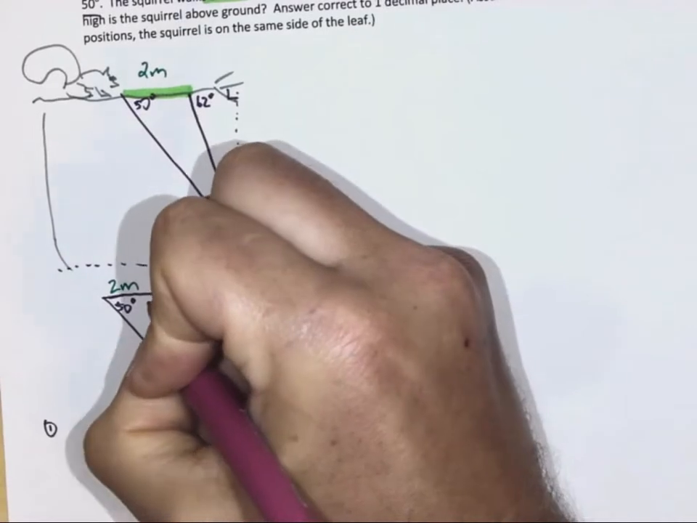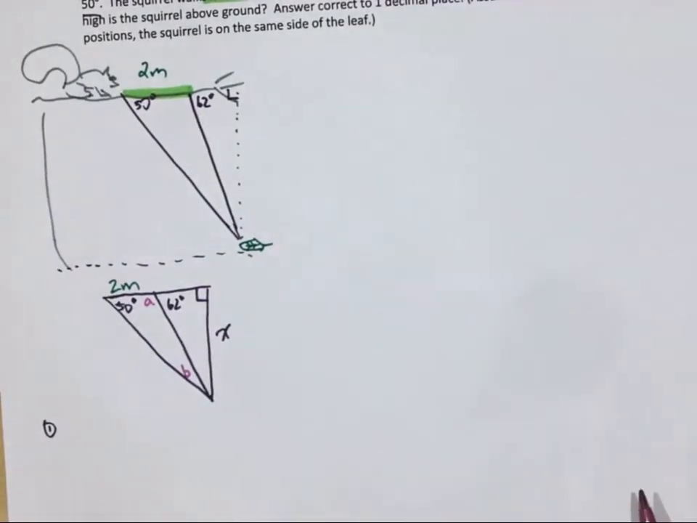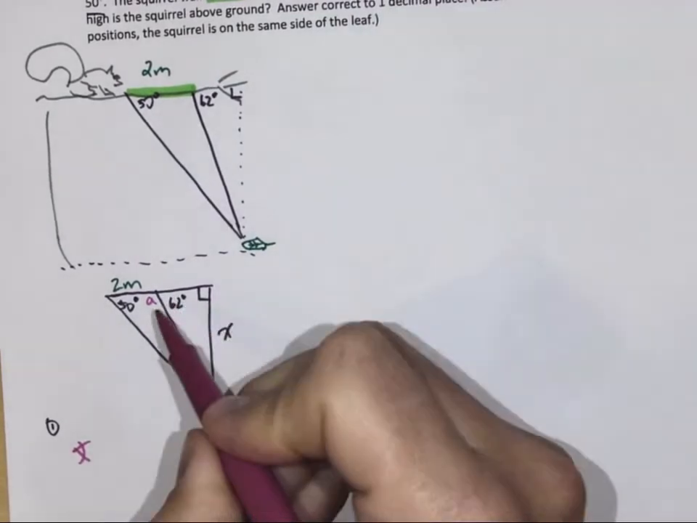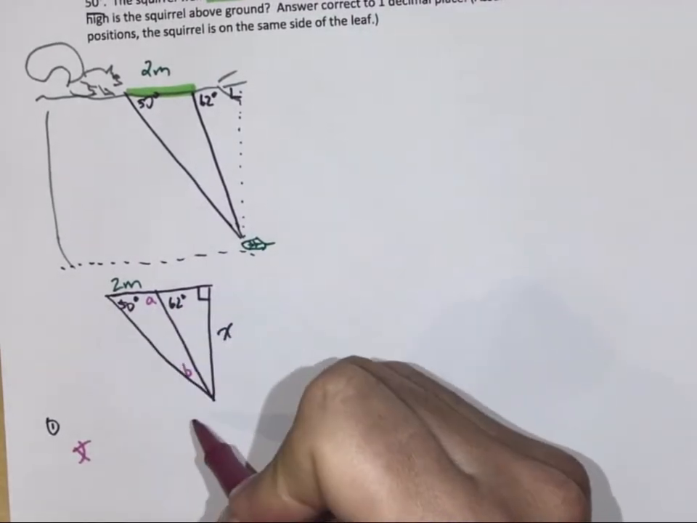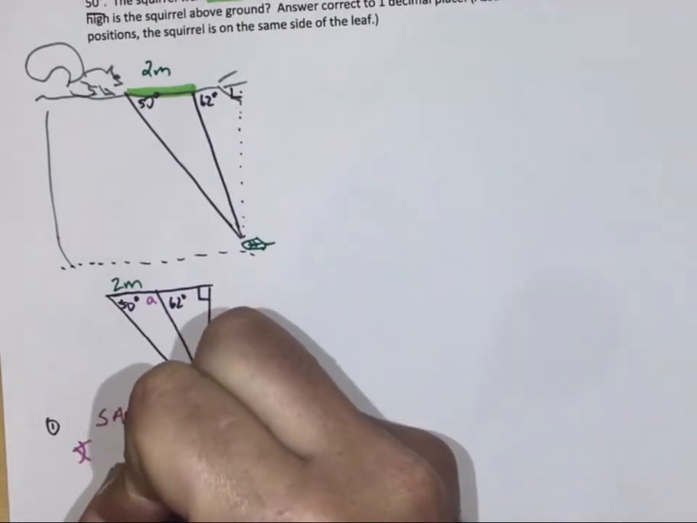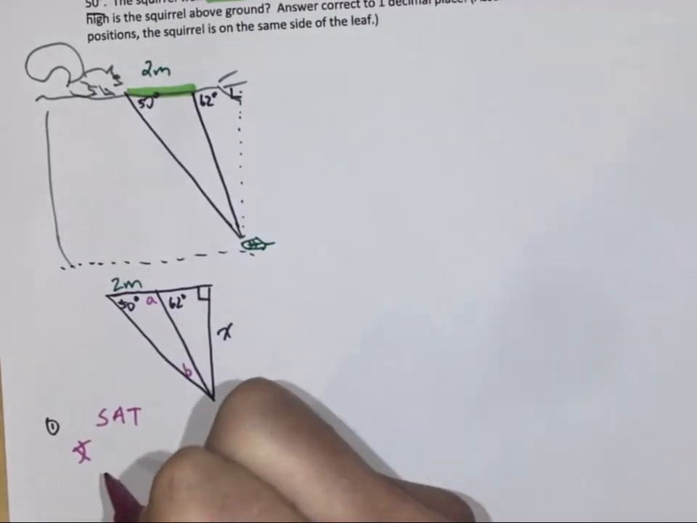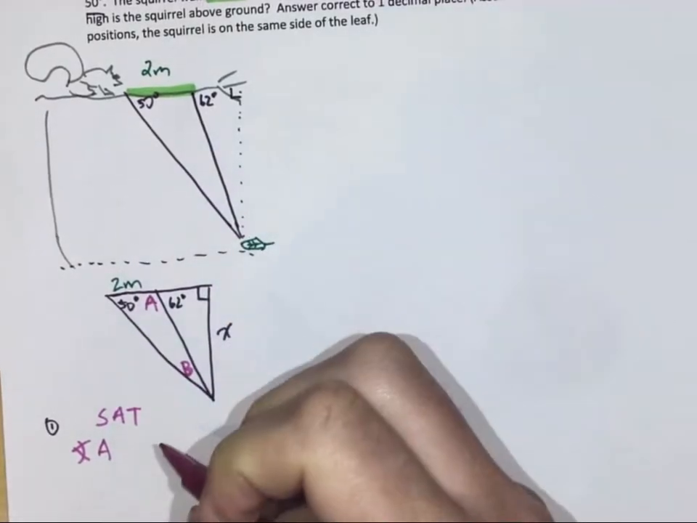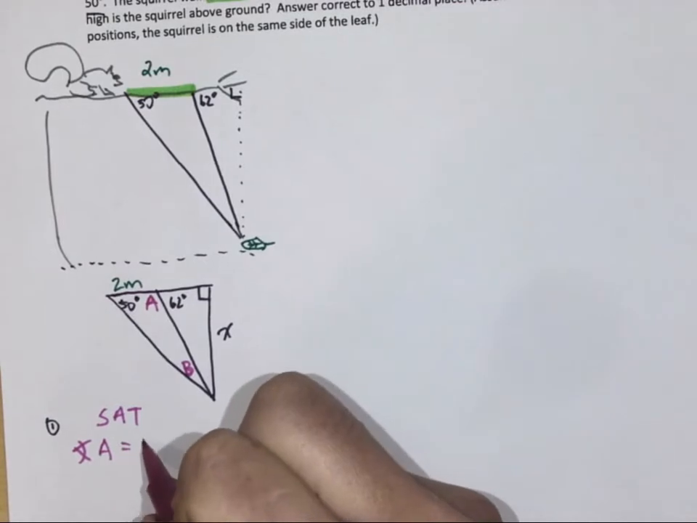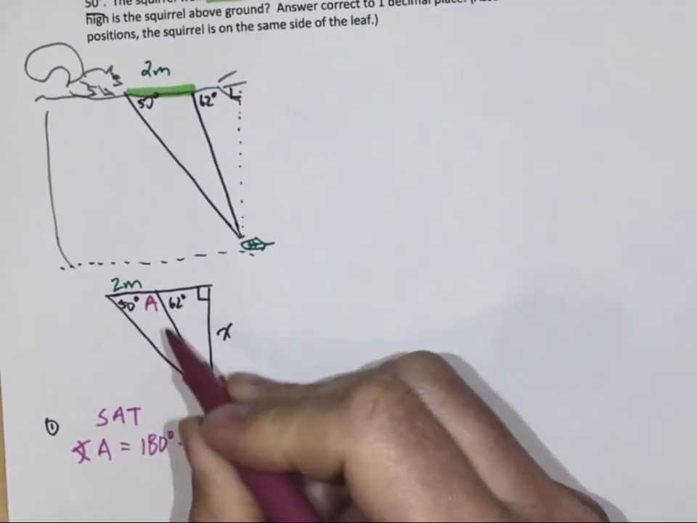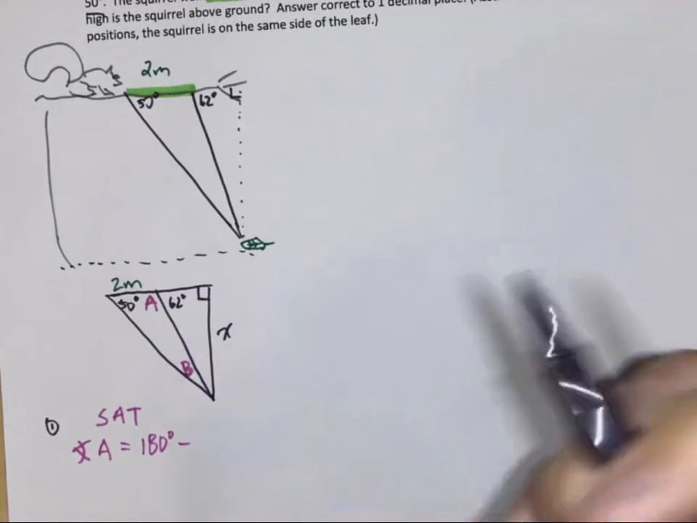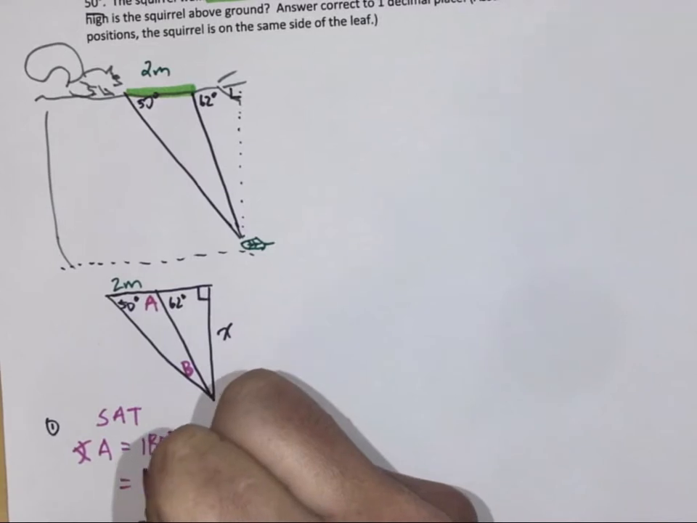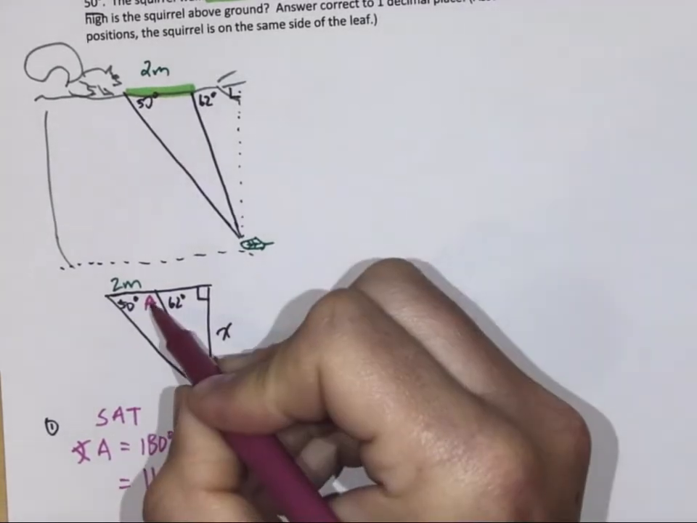We're going to call this angle A. I'm going to call that angle B. So angle A, there's a straight line and goes through. Supplementary angle theorem. So remember that angle A, and it should be the capital since it's a vertex, is going to be 180 degrees minus that 62, which gives us 118 degrees right there.